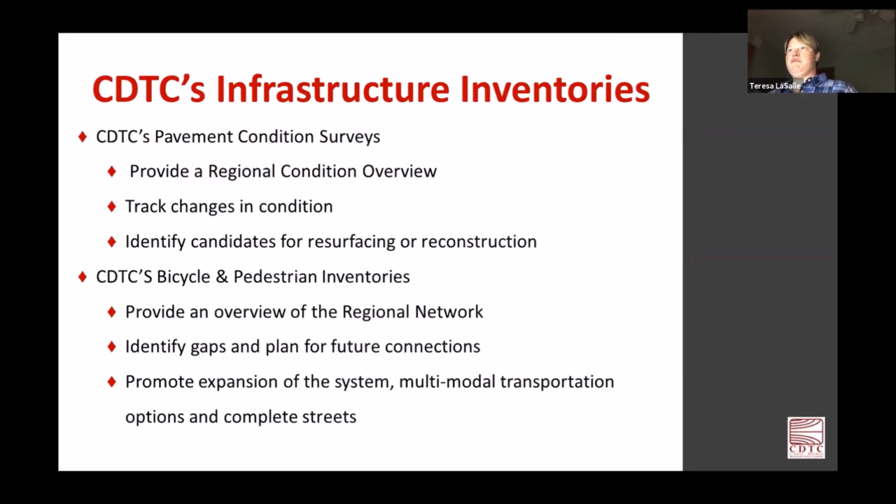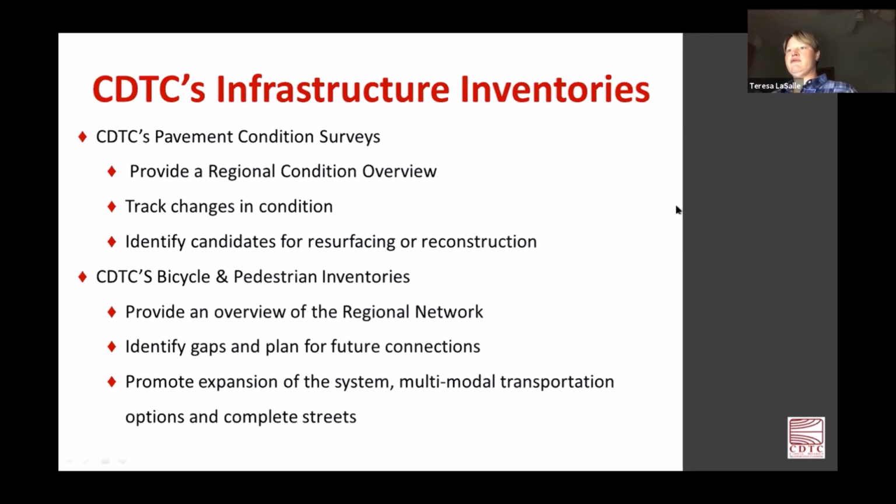So the pavement condition surveys help us to form a complete picture of the condition of all roads in the Capital District and are useful in tracking changes in the condition of the region's street and highway system over time. For capital programming, the data is used to red flag roadway sections that are candidates for resurfacing or reconstruction. Our members use the data to inform their annual paving programs and to select projects to submit for TIP funding.